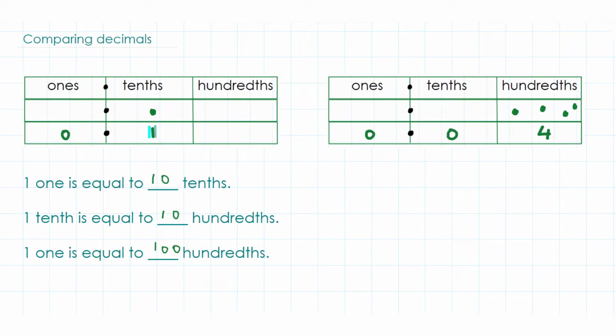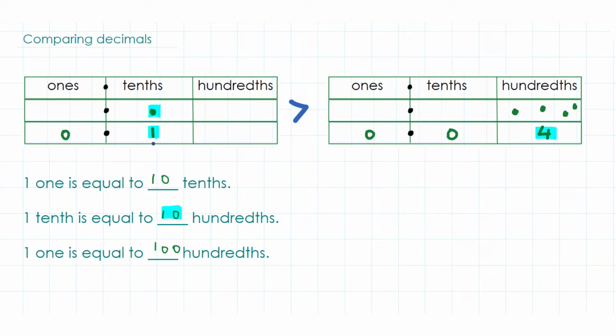Let's go back to our facts. 1/10 is equal to how many hundredths? Well, it's 10 hundredths, isn't that right? So 1/10 is worth 10 hundredths. Now, how many hundredths do we have here? Only 4. So which number is bigger? 0.1 or 0.04? 0.1 is greater than 0.04. Isn't that right?